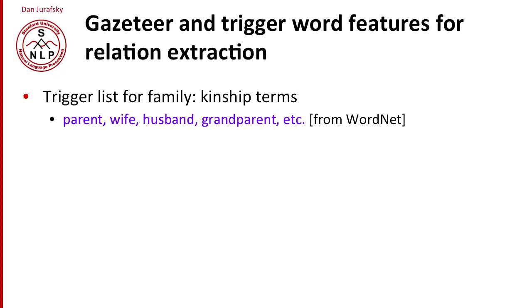And finally, we can use gazetteer and trigger word features. A trigger word is just a list of terms that might be useful in this particular domain. For example, kinship terms are obviously useful for deciding if we have the family relation. So a word like parent or wife or husband or grandparent are obviously words that are going to help in finding a family relation. And we can get these from online databases like the WordNet Thesaurus or other places.